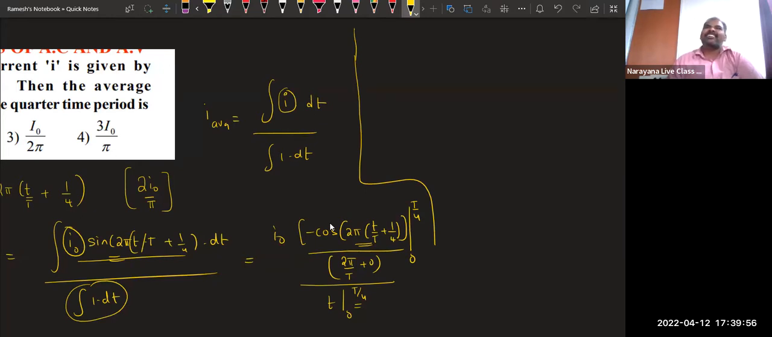Then why are you differentiating the 2 pi t by t plus 1 by 4? Why we are differentiating? He is asking. That is max rule. That only I told you. Procedure. Okay. Now I understood. Okay. So here minus I naught into, substitute the limits first, then cosine of how much?